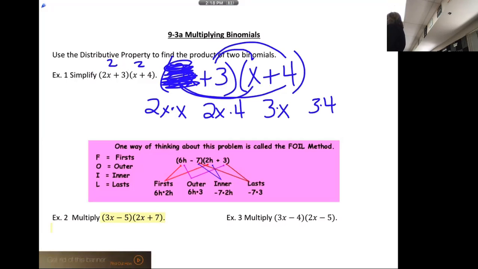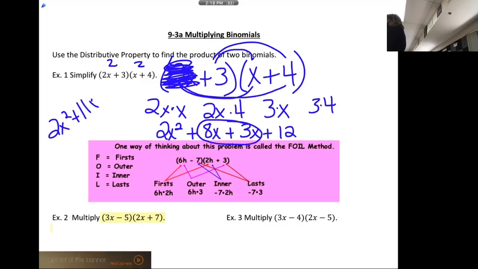So I have 2x times x, 2x times 4, 3x, that's easy. Now, can anything get together? The middle term. So we have 2x squared plus 11x plus 12 is my final answer.